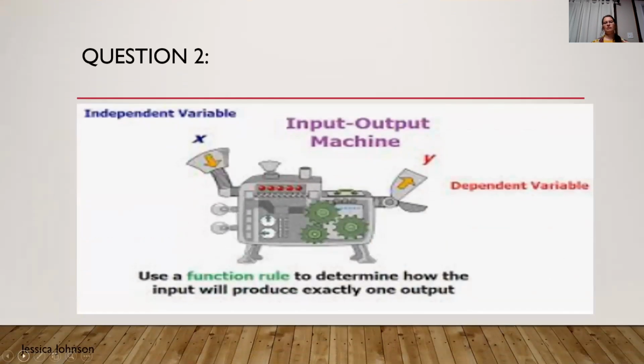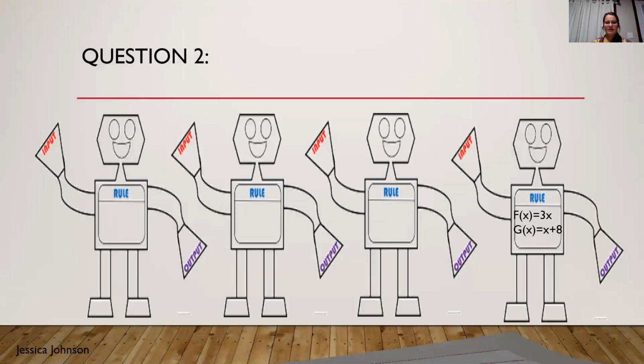Question 2 asks us to look at functions. And I like to think of function as a machine where you're going to input X and you're going to output Y. And the machine has to follow certain rules. So I stayed up all night and I built some input-output robots. And I was asked to input 0. My robot had to follow the rule of multiply by 3 and add 8. And we got an output of 8.